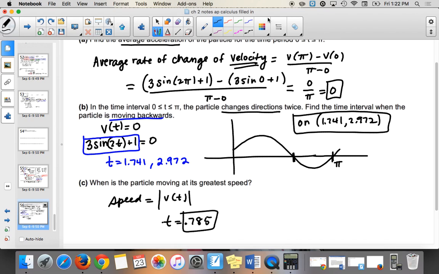Not necessarily. If this had been something where I could solve it, like if it was sine of 2t equals root 2 over 2, you could find that using your unit circle. A lot of times they will be. If it was asking when it is moving at its greatest speed, you could take the derivative of velocity and find that maximum point. That would be one way you could do it. But I think calculate it right now.